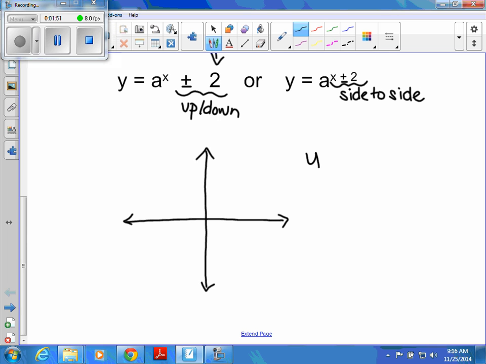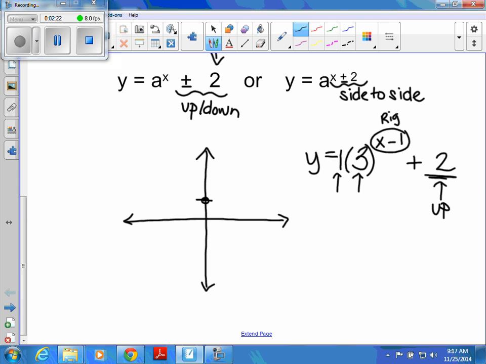I'm going to do y equals 3 raised to the x minus 1 plus 2. Do you notice they have a b, but they don't have the a? So the a must equal 1 in this problem. So we're going to start our initial value at 1. It's going to get shifted up 2. And it's going to be shifted to the right 1.